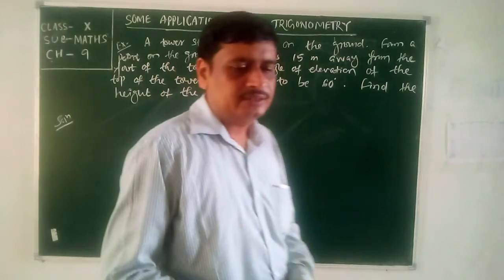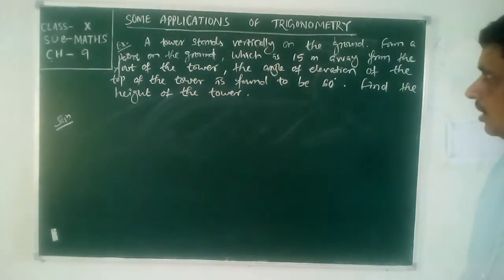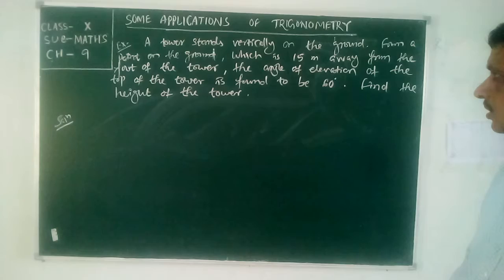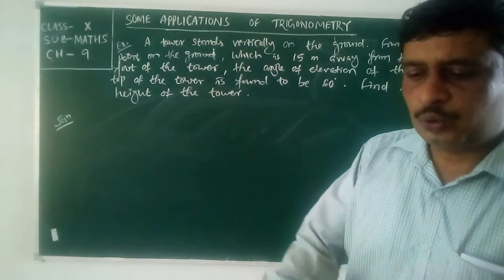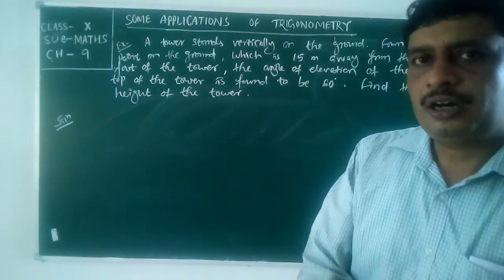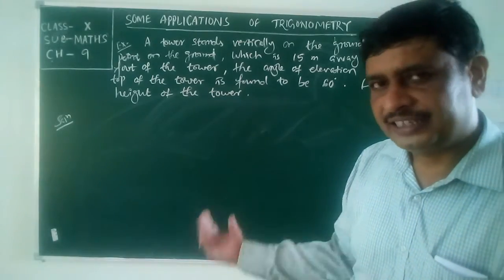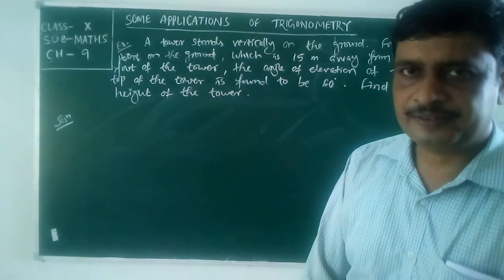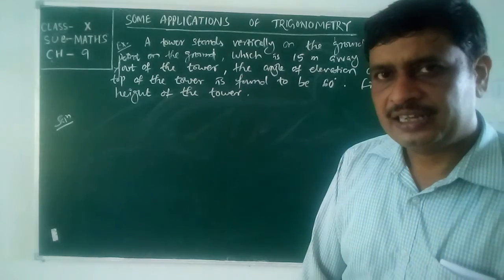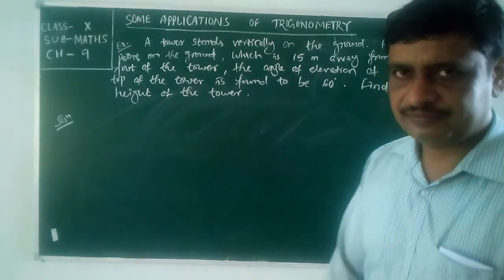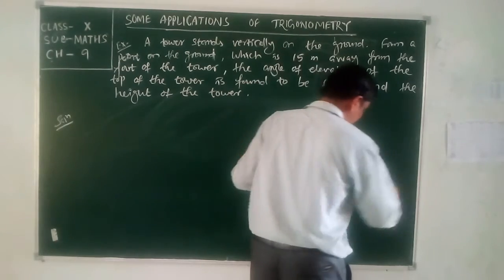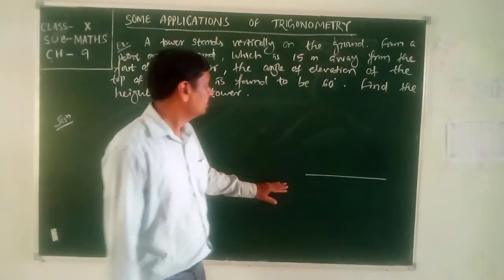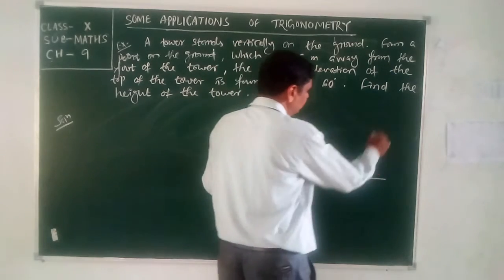To solve this type of question, first we have to draw the diagram appropriate to the question. After getting the diagram, we have to observe what is given and what we have to find. After that it becomes easier to solve. Let's say this is the ground. This one is a tower.